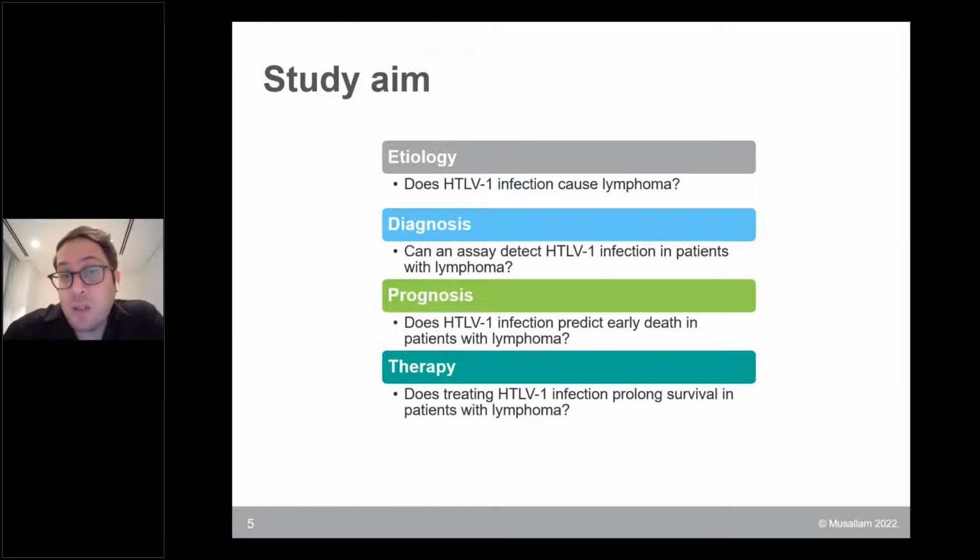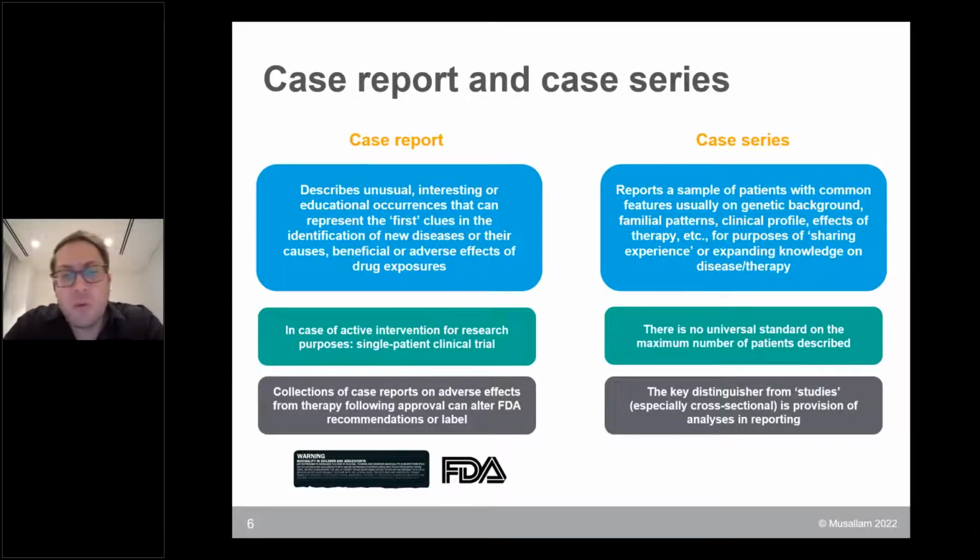It can be about diagnosis. For the same, let's say, context here, can an assay detect HTLV1 infection in patients with lymphoma? It can be prognostic, so it's more of a prediction to see if your variable can predict an outcome in the future. So does HTLV1 infection predict early death, for example, in patients with lymphoma? Or it can be therapeutic. So does treating HTLV1 infection prolong survival, for example, in patients with lymphoma? Obviously, there are many various subcategorizations or even deviations from those, but usually when we're thinking of study aim, these are the things that we look into.